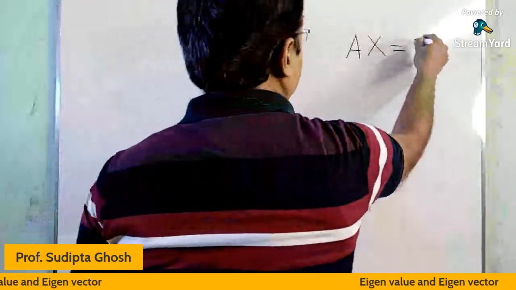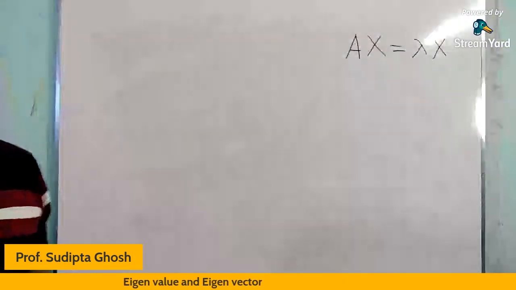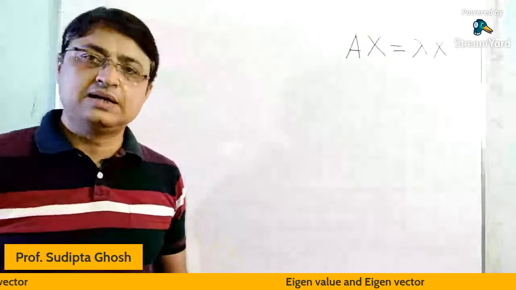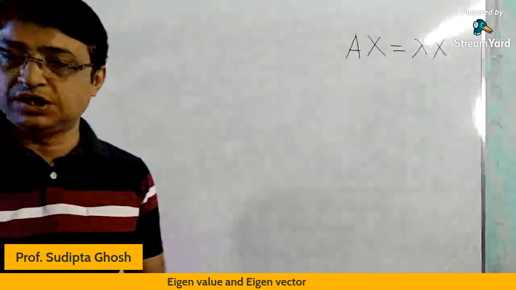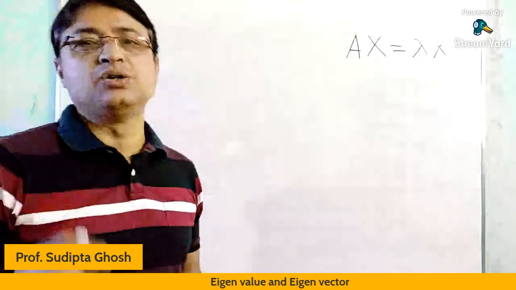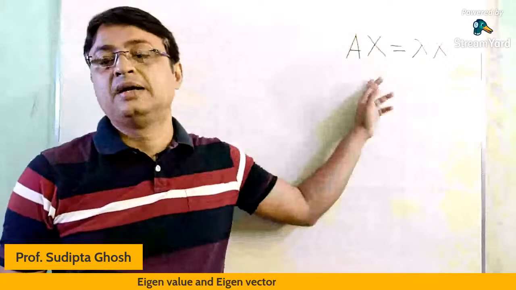lambda, such that A capital X equals lambda capital X. This can be written where lambda is a number or a constant and capital X is a non-zero vector. So if AX equals lambda X, then this lambda is known as the characteristic root. Then lambda is called the characteristic root of A corresponding to the characteristic vector capital X.